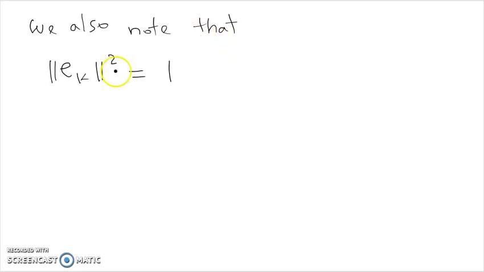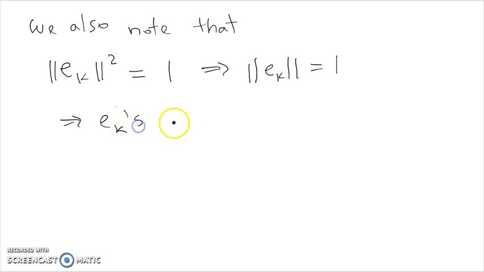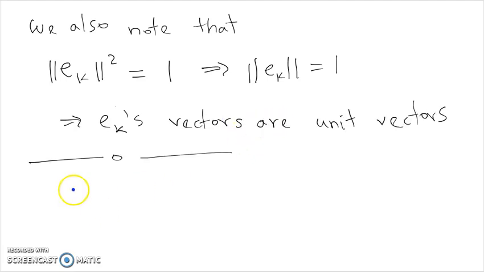We also know that the square of the norm of every E sub k is equal to 1 squared plus 0 squared plus 0, which is equal to 1, and that implies that the norm of E sub k is equal to 1. In other words, the E sub k vectors are unit vectors. With these properties, the vectors E sub k are called standard unit vectors.